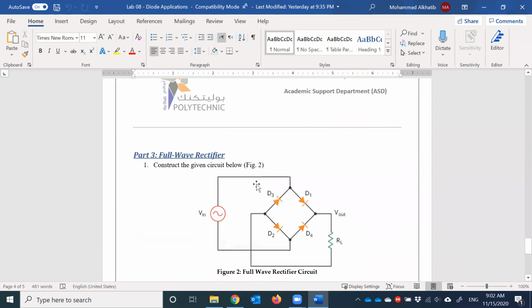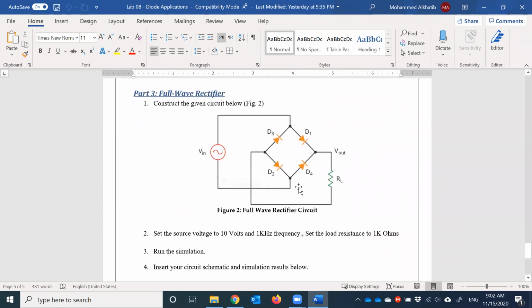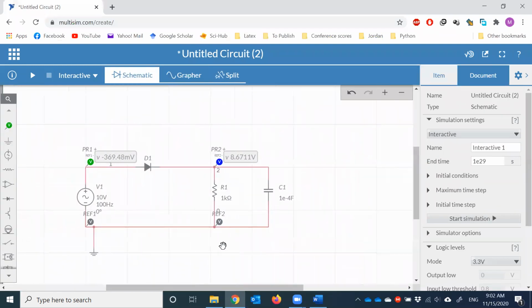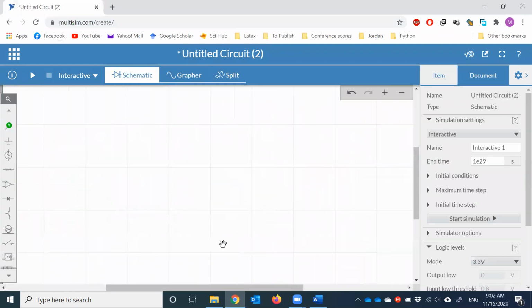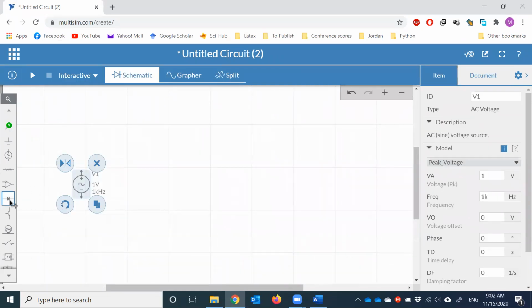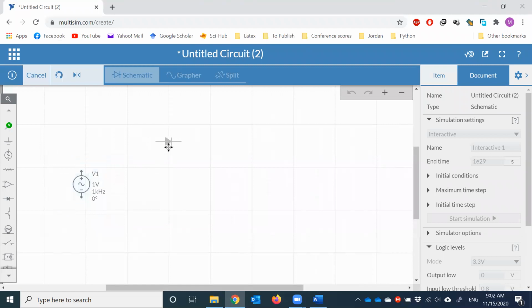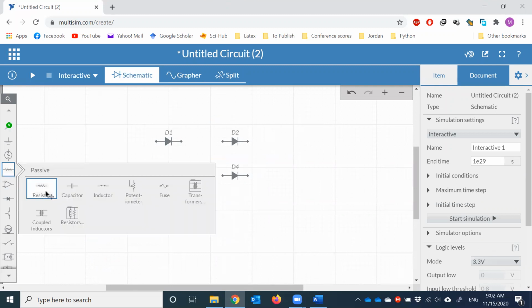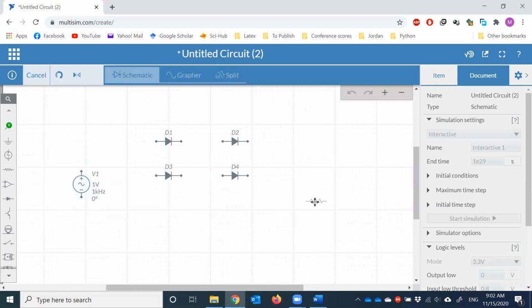Now let's go to see the full wave rectifier. We need 4 diodes in this one. So let me clear this graph here, delete everything. We need an AC signal. We need 4 diodes in this case. So that's 1, 2, 3, and a resistor, and the output stage. Let's do a rotation.